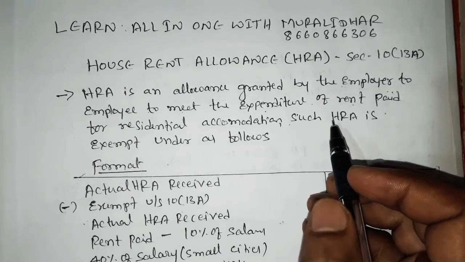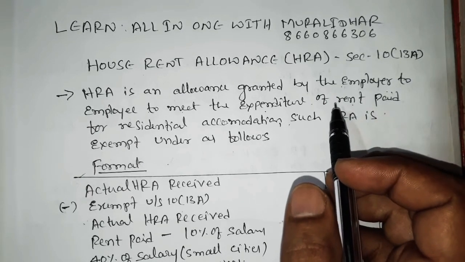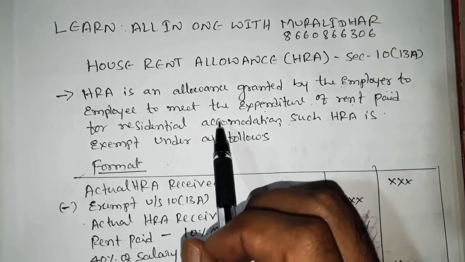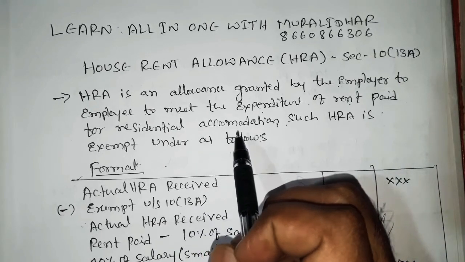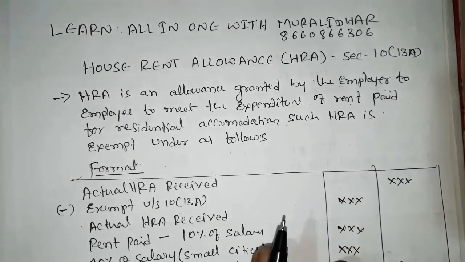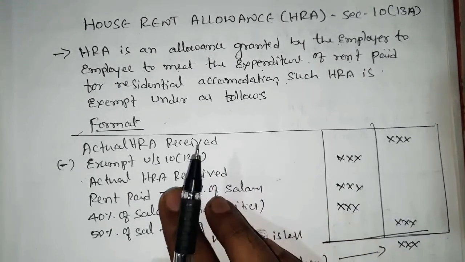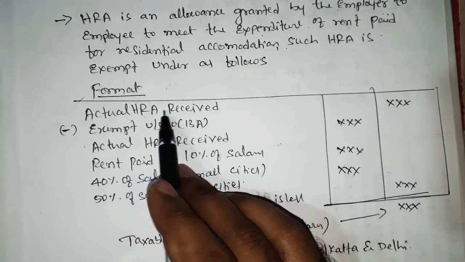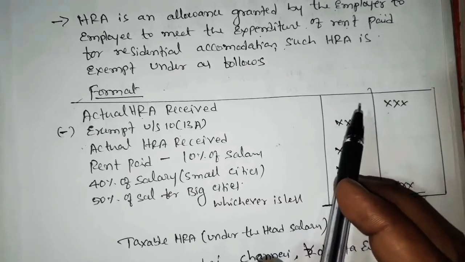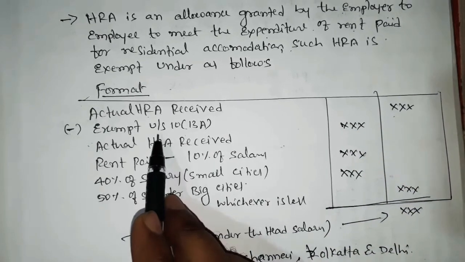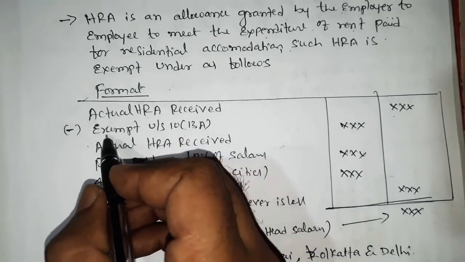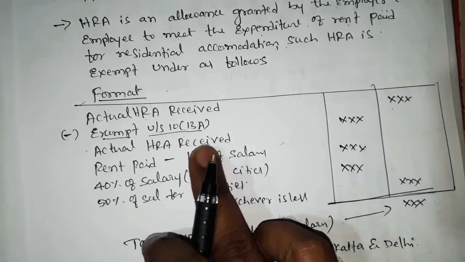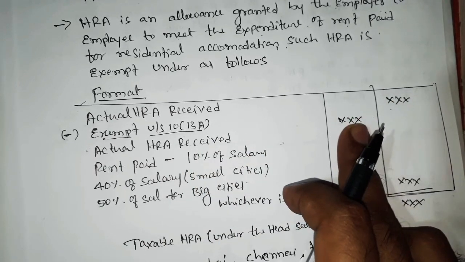It means it should be provided by the employer for the purpose of residential accommodation for the employee. Now we will see the format of HRA. The actual HRA received amount should be put here, less exempt under section 10 subsection 13A. We need to underline it. Actual HRA received, the same amount should be written here also.